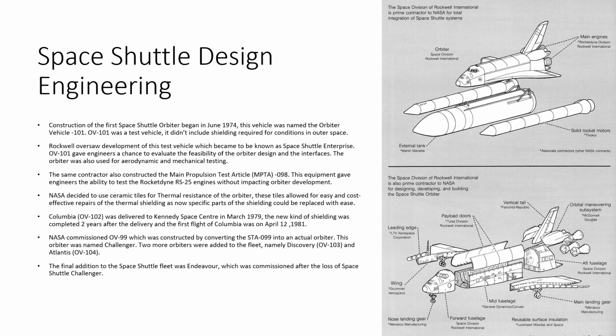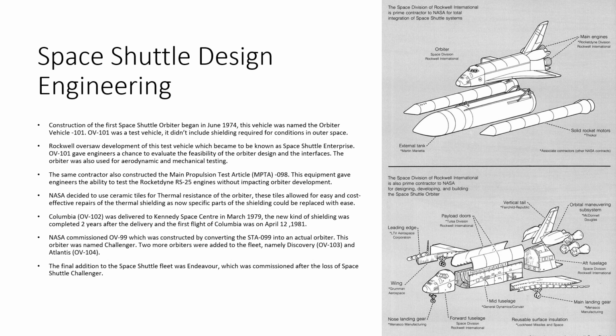After the design requirements for the Space Shuttle program were determined, the design engineering phase began. The construction of the first Space Shuttle orbiter began in June 1974. The vehicle was named Orbital Vehicle 101 or OV-101. This vehicle was a test vehicle, and it did not include the shielding required for conditions in outer space. Rockwell oversaw the development of this test vehicle, which became to be known later as the Space Shuttle Enterprise.